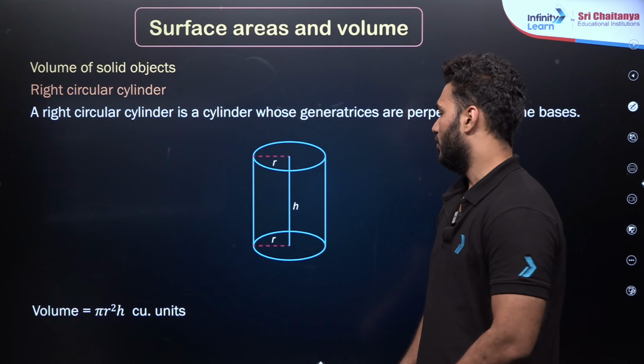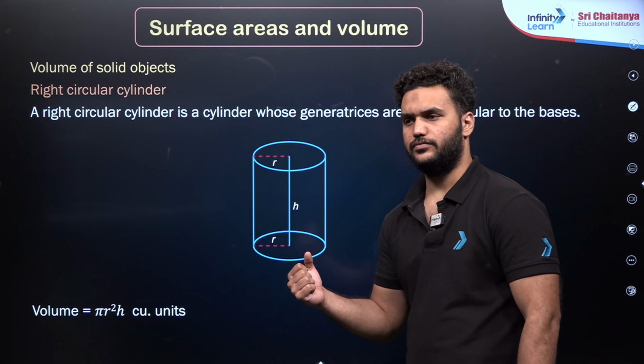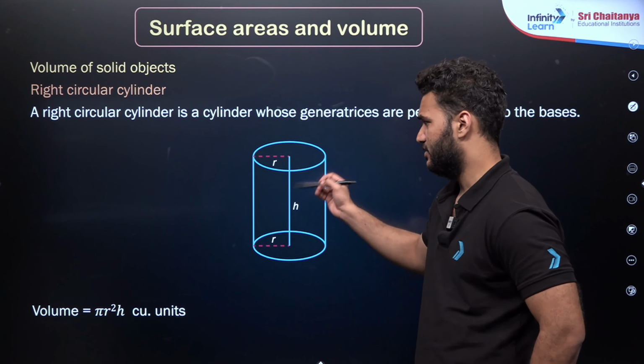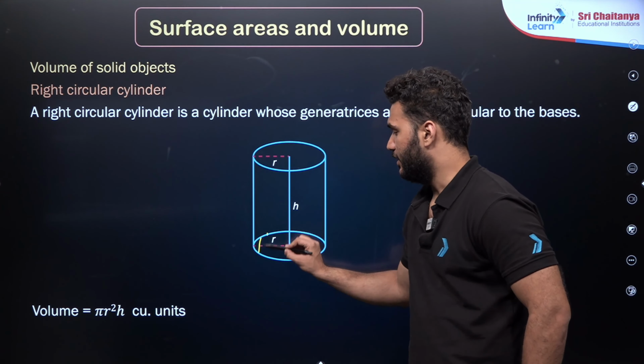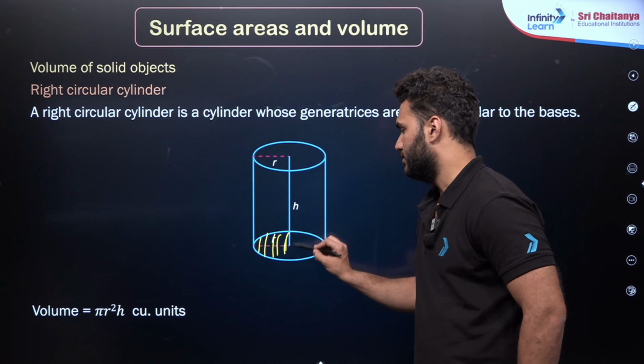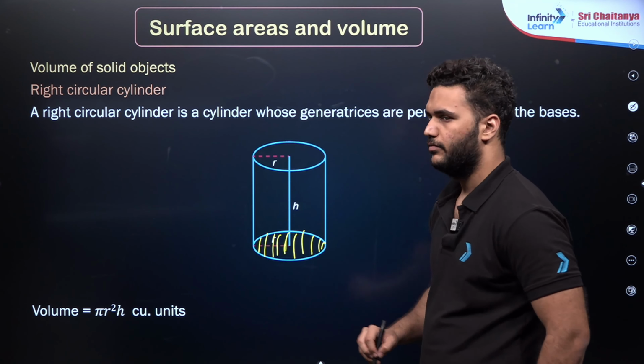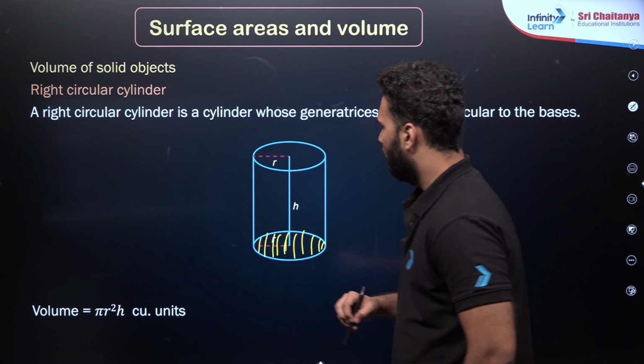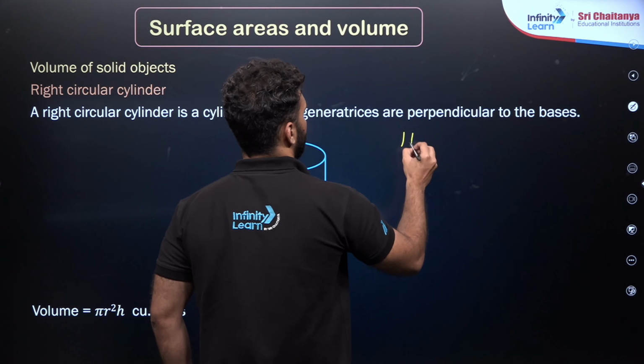Now let's try to find out the volume of this cylinder. Let's try to fill this with water. Water will cover this area first. Then what is this area? Pi r square.